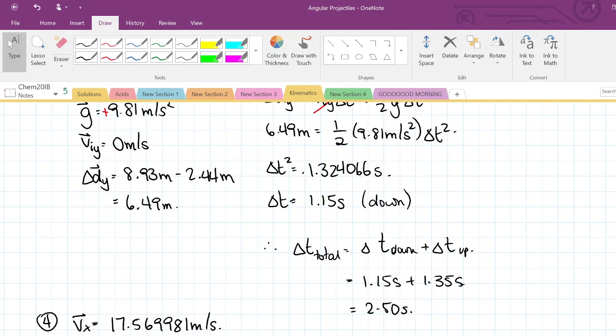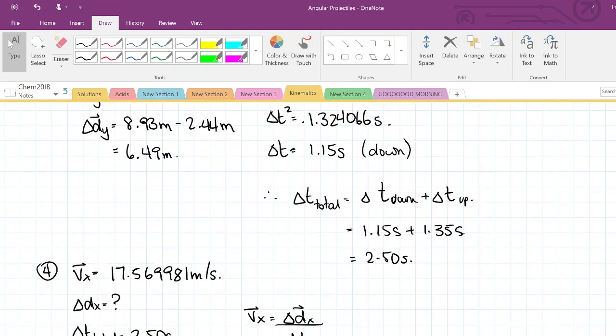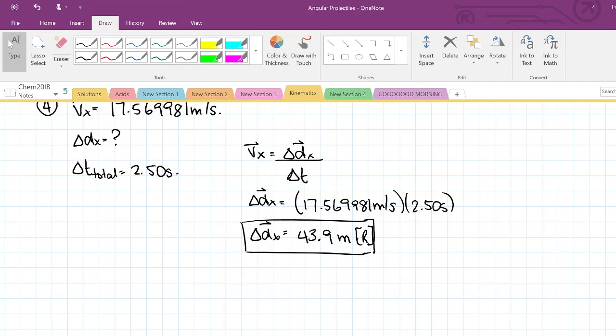Now that I know this total hang time, I can solve for the displacement in the x direction. So I know that the original x component of velocity is 17.569981 meters per second. I solved for that originally. I know my total time that the ball is in the air. I know that in the x direction we're moving at a uniform rate, so I can use Vx equals total displacement in the x direction divided by total time. I rearrange for my displacement in the x direction, plug my numbers in, and I get that the ball moves 43.9 meters to the right. That's how far the ball displaced itself.